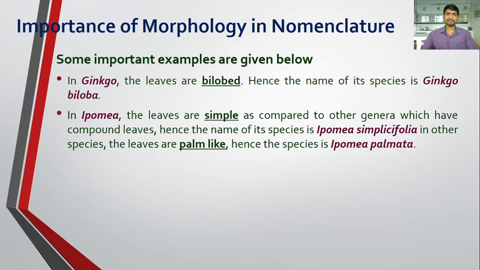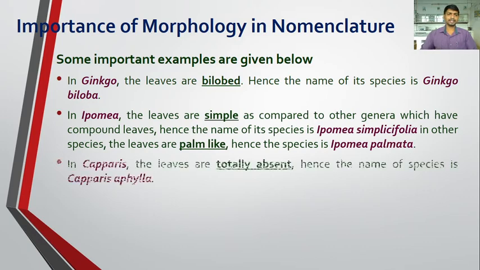So the species name is simplicifolia. The full name is Ipomoea simplicifolia. Ipomoea is the genus and simplicifolia is the species. So the name of the species given to this Ipomoea plant is from the morphological character. The leaves are simple, so the name is Ipomoea simplicifolia. In another species, the leaves are palm-like. Hence the species is Ipomoea palmata.